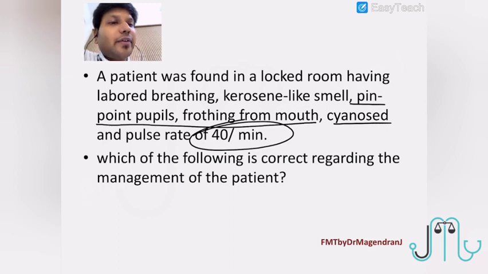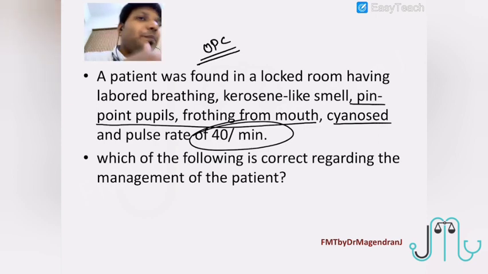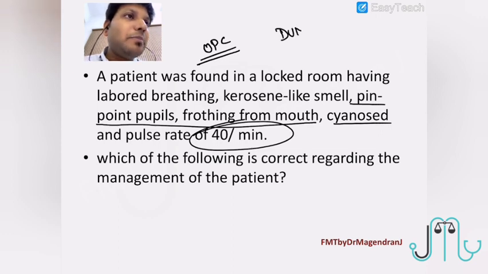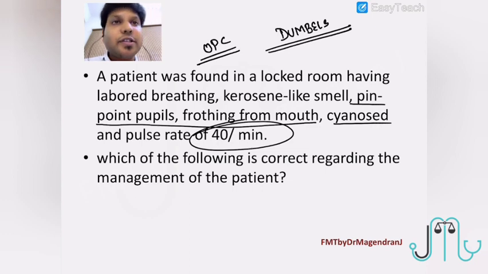Which of the following is correct regarding the management of this patient? First of all, we need to find out which poison the person must have consumed. It is nothing but OPC, insecticide, organophosphorus compounds, OP poison. That is the reason why the patient is having all cholinergic toxidrome. You can see pinpoint pupil, increased salivation. You can as well see the bradycardia. We've already discussed DUMBELS. I've told you what are the different features you can see in this OPC poisoning.